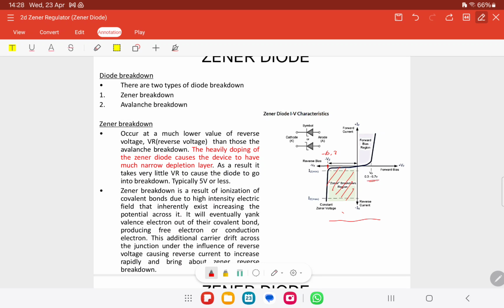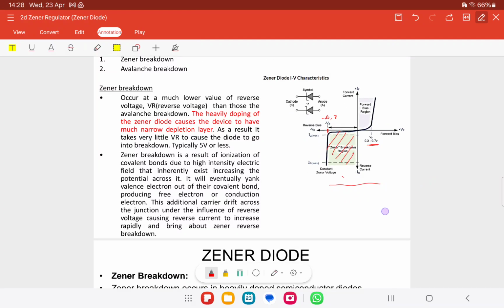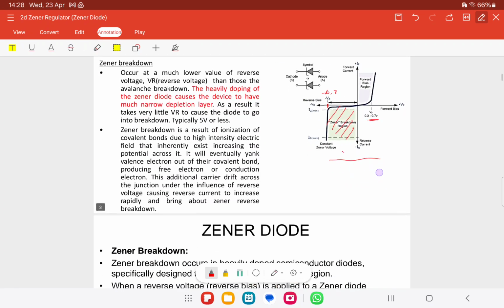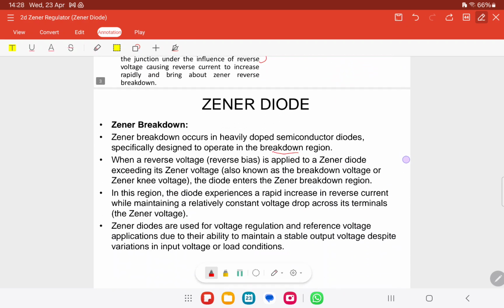This one can be either 0.3 or 0.7, depending. If it is silicon, 0.7; if it is germanium, 0.3. For the Zener breakdown, this is the explanation of the movement of the electrons and holes, the carriers.